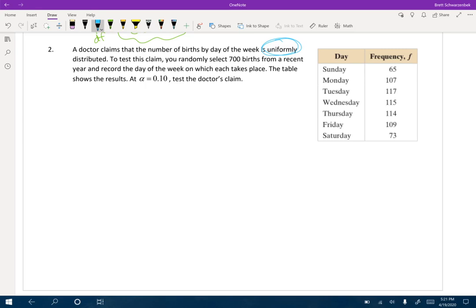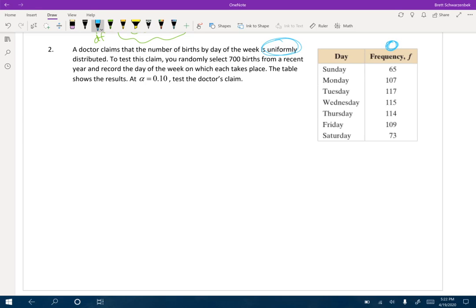Okay, so interesting concept here. You're randomly selecting 700 births, or the doctor did, and you get this as your observed counts. But what is not included, nowhere do they say anything about E anywhere.